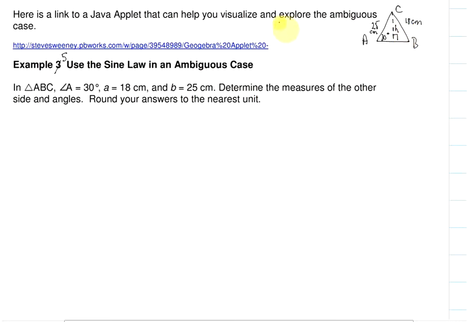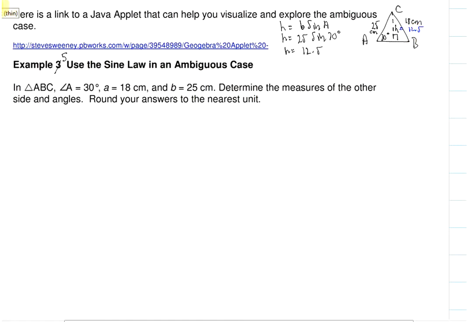So our height is h equals b sine of A. So h equals 25 times the sine of 30 degrees, and we find that it is 12.5. Okay, so that's equal to 12.5.